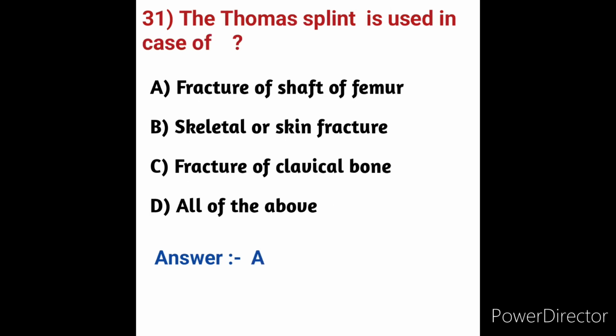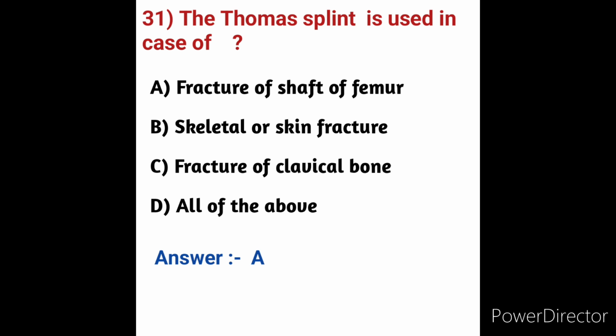The Thomas splint. The Thomas splint is used in case of... options. Option A, fracture of shaft of femur. Option B, skeletal or skin fracture. Option C, fracture of clavicle bone. Option D, all of the above. Here Thomas splint is used in case of fracture of shaft of femur.